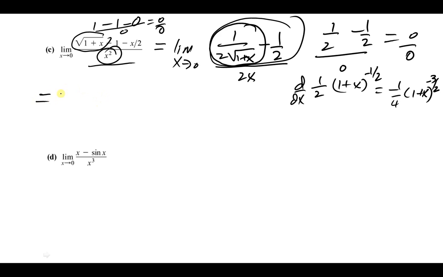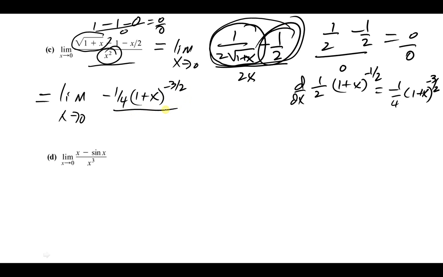So we now have the limit as x approaches 0 of the derivative of the numerator, which is minus 1/4 (1 plus x) to the minus 3/2. Of course, the derivative of minus 1/2 is 0, and the derivative of 2x is 2. Now we plug in and we just get minus 1/4 over 2, which is minus 1/8. So the limit is minus 1/8.